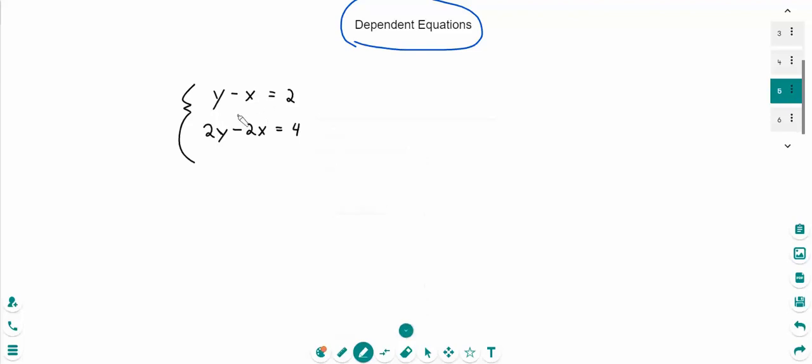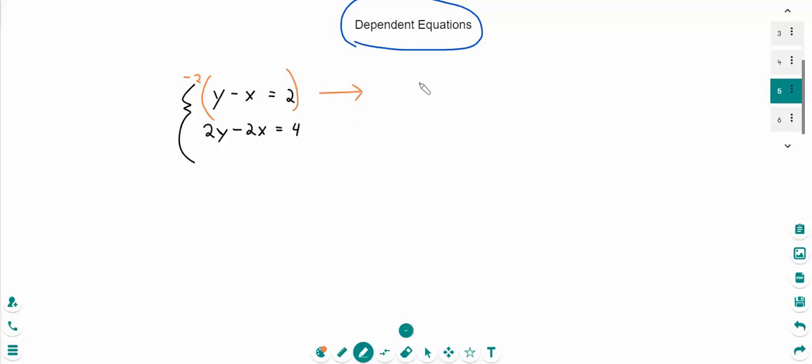So if we do it algebraically, and we're going to use elimination, let's try to get rid of the y. And to do that, we're just going to have to take this equation and multiply it by a -2. Maybe I'll put that -2 over here.